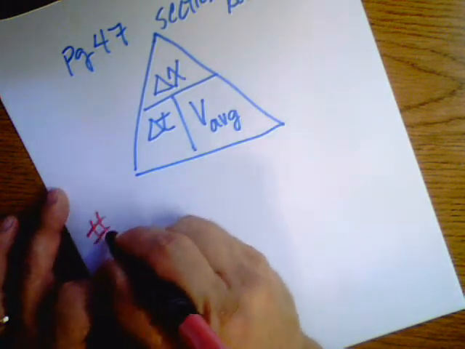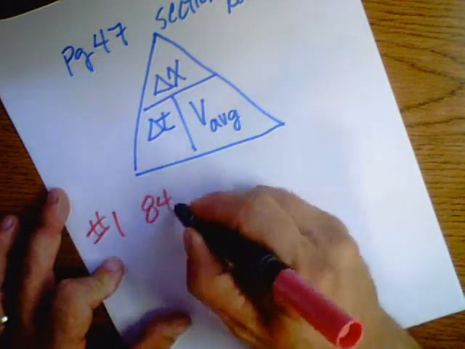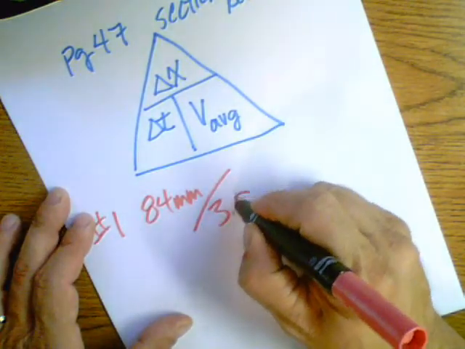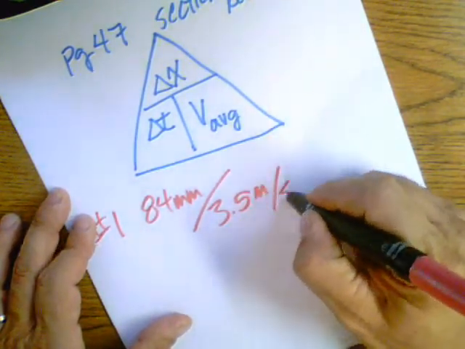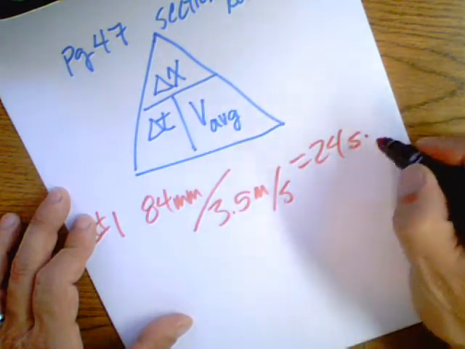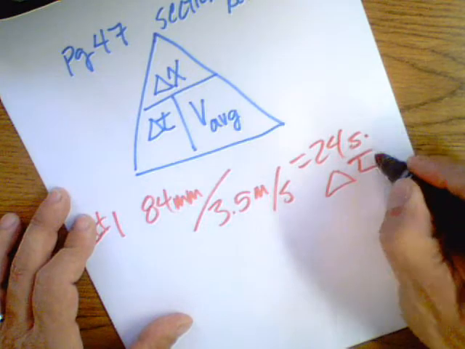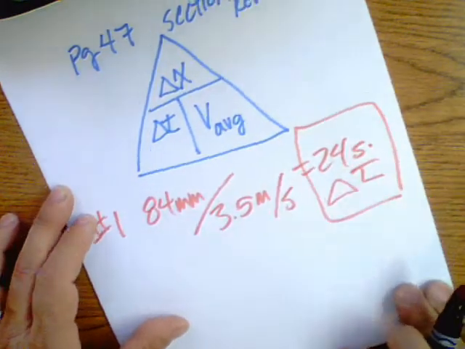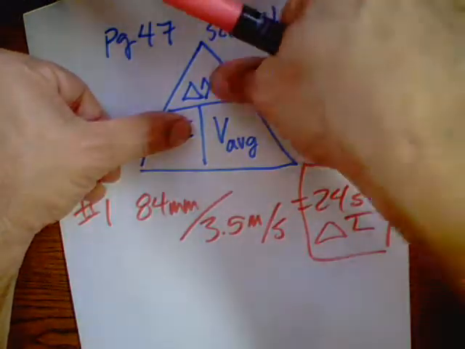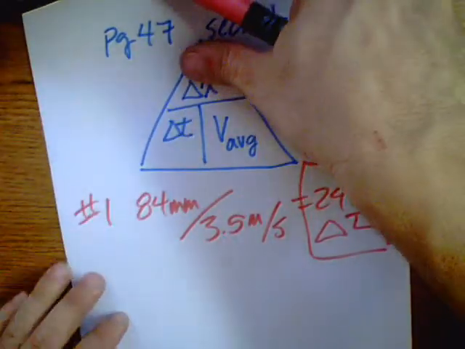So number one, 84 millimeters divided by 3.5 millimeters per second, or 24 seconds, and that is delta t. So remember, whichever one you want, you put your thumb over it and either divide or multiply.